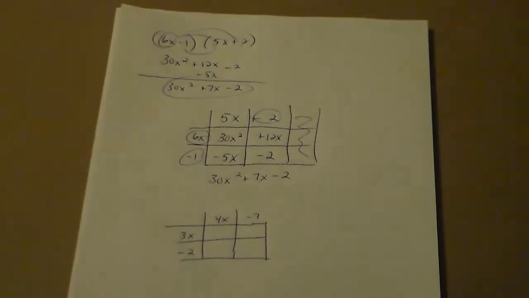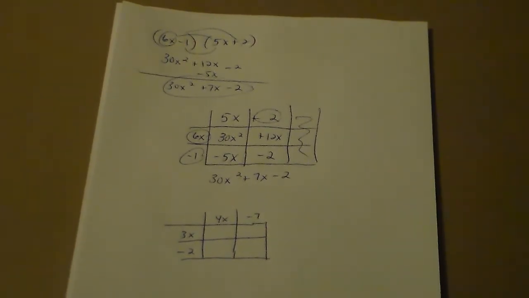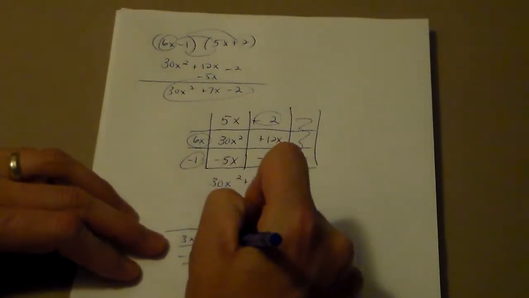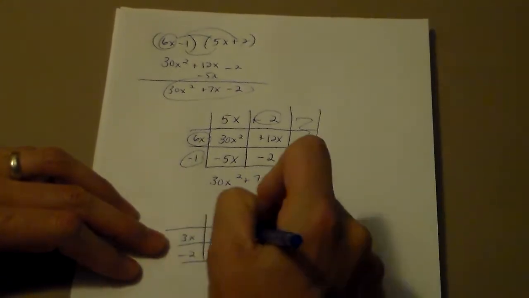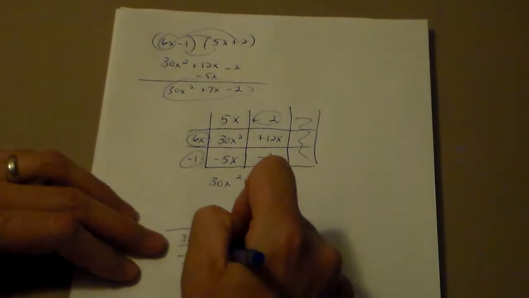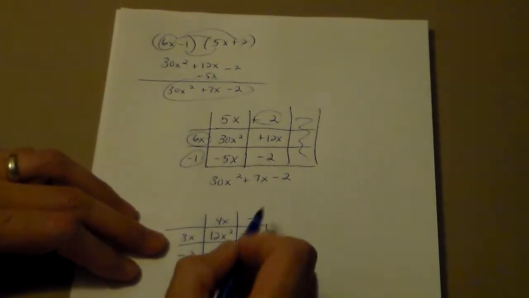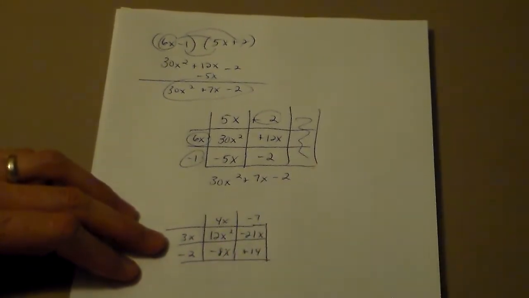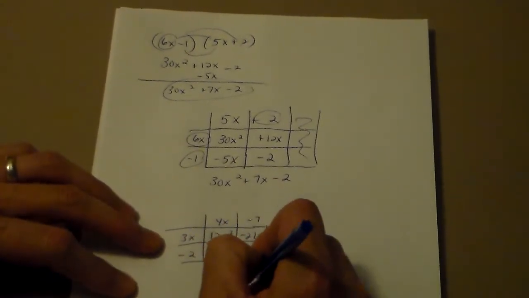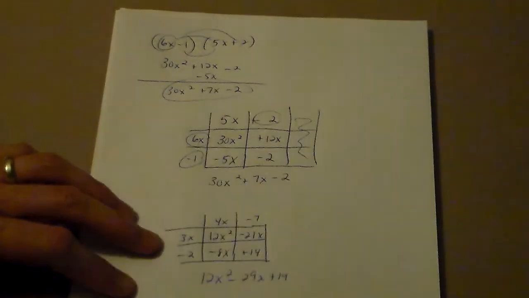Pause that video, try it, see what you get. All right, this times this, 12x squared. This times this, minus 21x. This times this, minus 8x. This times this, plus 14. 12x squared minus 29x plus 14.